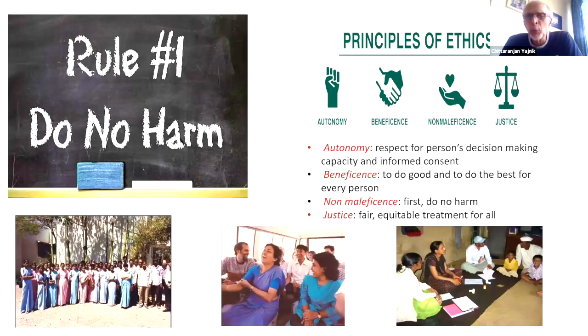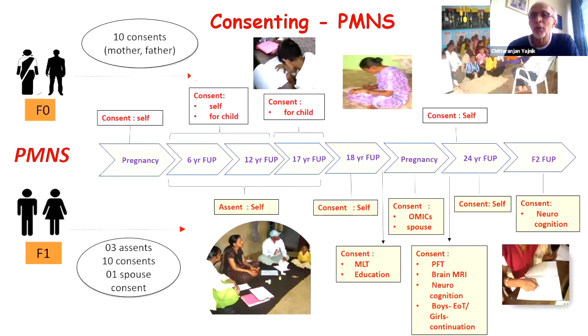Small aspect about ethics of cohort research. And I think you are going to listen about ethics in other talks. But the first rule is do no harm. And then there are 4 principles of this. I'm not going to get into detail, but we spend a whole lot of effort in getting the ethics right, getting informed consent. And on average, we have had 10 consent forms signed by parents from F0 to F1 generation at different times, and then children were signing assent, and the whole thing was done very openly, and they really enjoyed it.